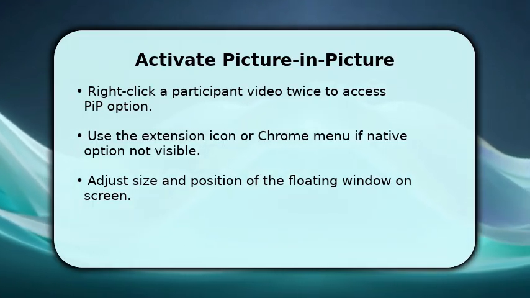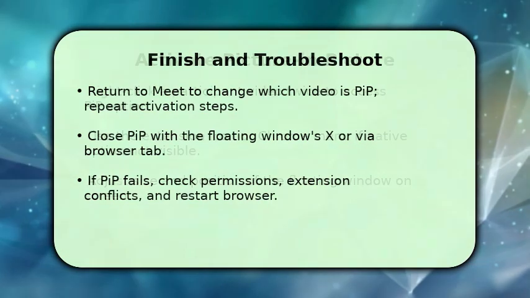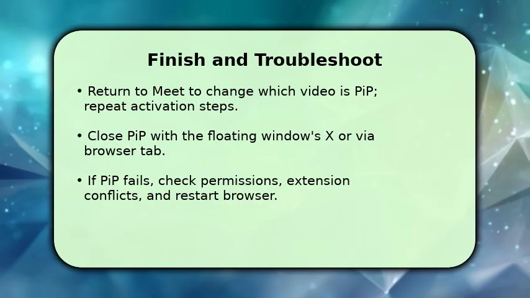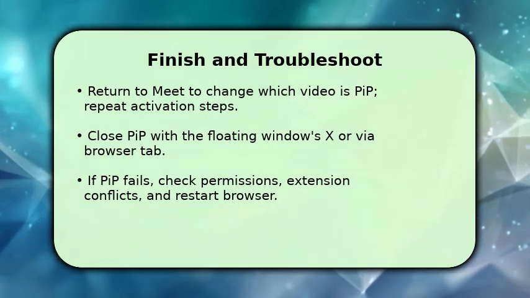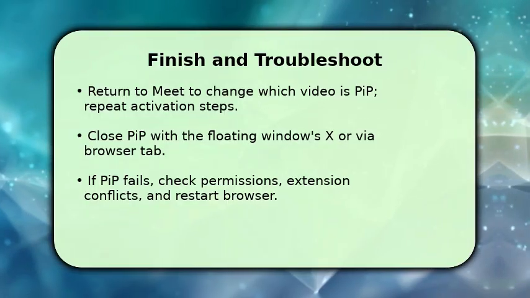To finish, confirm the floating window holds the correct feed. If not, return to the Meet tab and pick another video, repeating the activation steps. When done, close PiP with the floating window X or by stopping the extension.